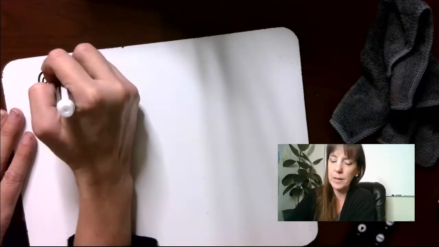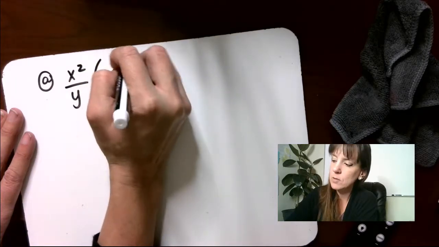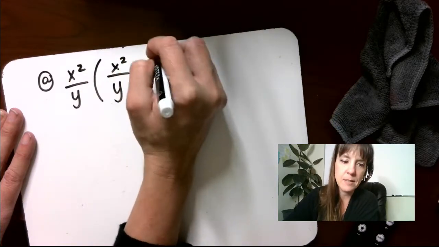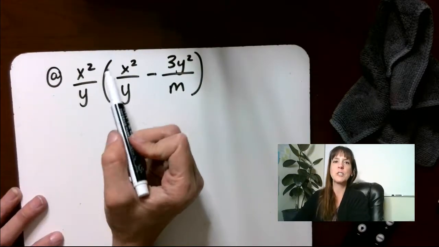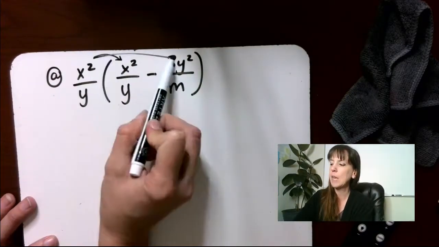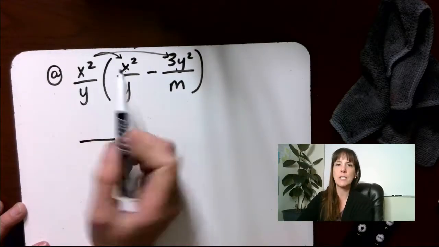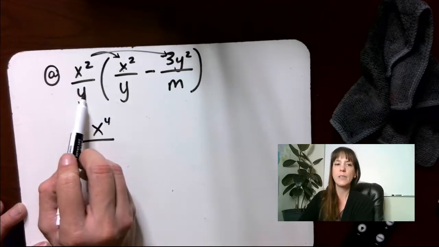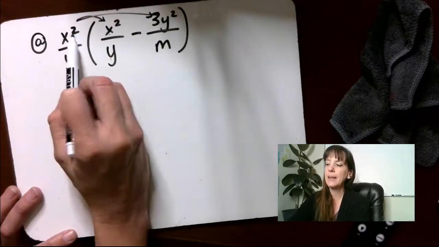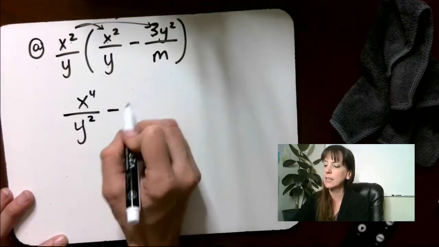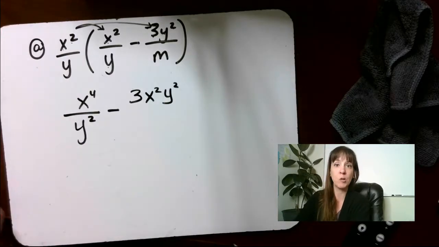So for A, we have x squared y minus 3y squared over m. All right, guys, we're gonna use our distributive property to go here and to here. So that first one, we're gonna have x squared times x squared, which is x to the 4th. On the downstairs, y times y is gonna give me y squared, minus x squared times 3y squared is gonna give me 3 x squared y squared. I'm putting them in alphabetical order just to make life easier.